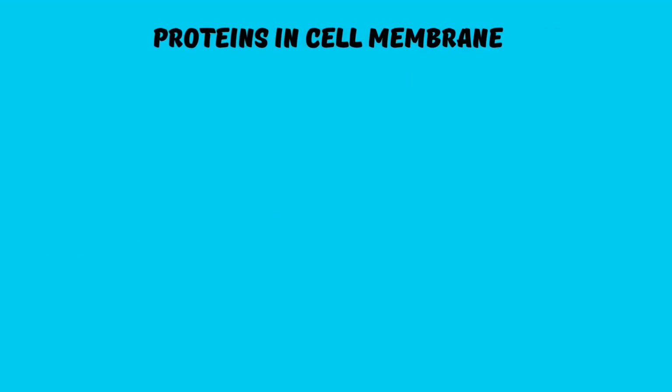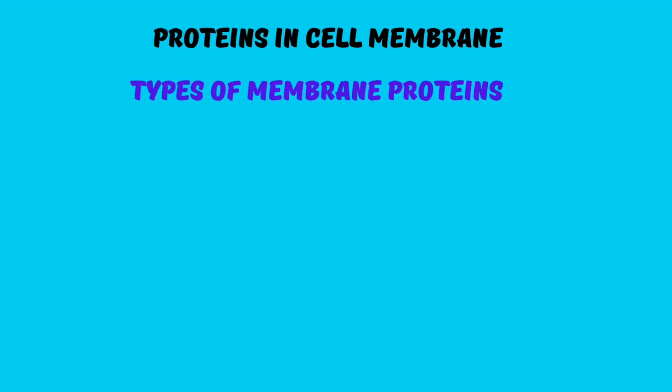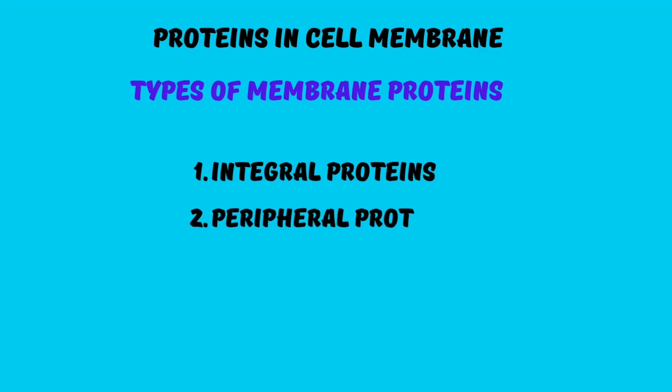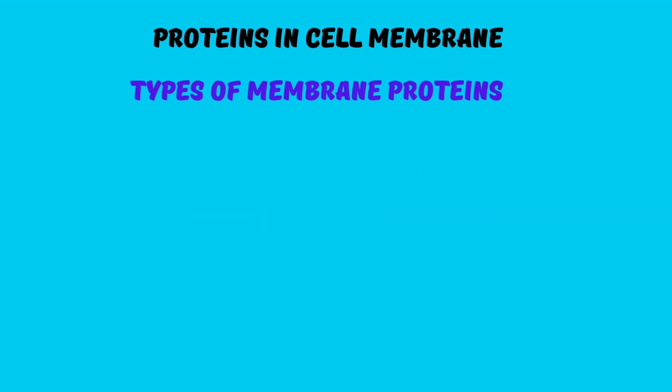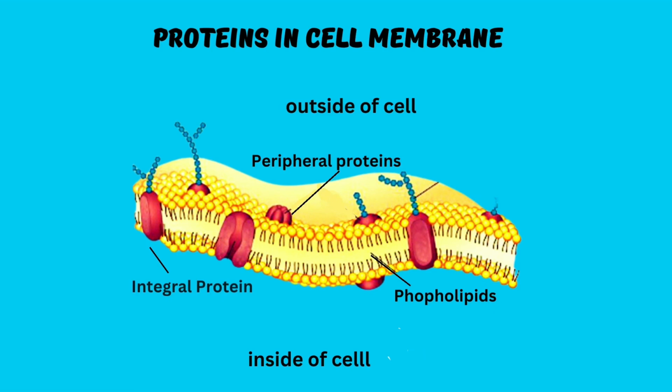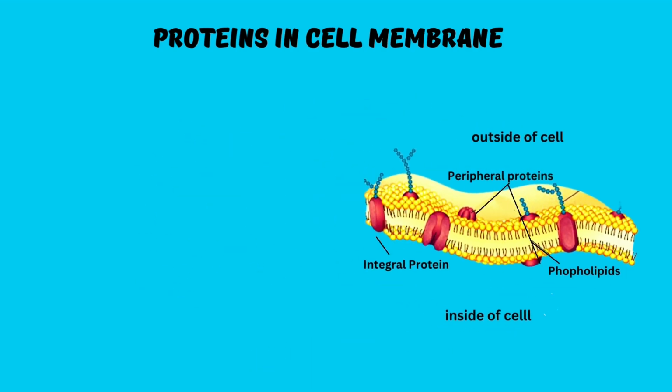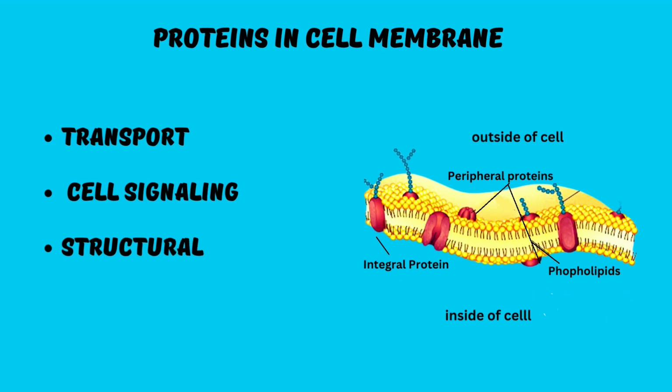Proteins are also the major components of cell membrane. There are two main categories of membrane proteins: integral proteins and peripheral proteins. As the name indicates, integral proteins are integrated in the membrane, while peripheral proteins are attached to the inner and outer surface of the membrane. These proteins serve various functions, including transport, cell signaling, and structural support.